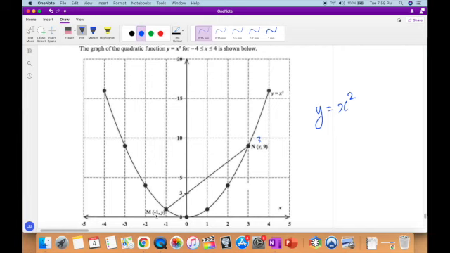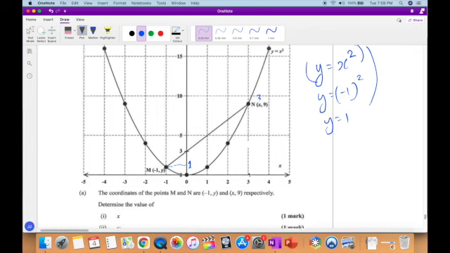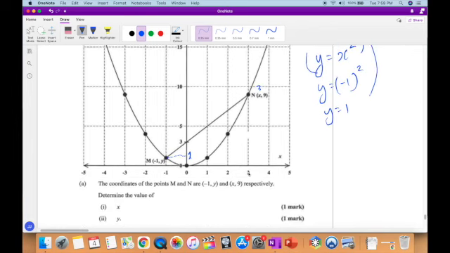And then when x here is negative 1, y is equal to negative 1 squared, so therefore y will just be 1. So yeah, we could try to estimate and hope that it is 1, but you know, they give us the equation and we have enough information to actually figure it out. So x is 3 and y is positive 1.